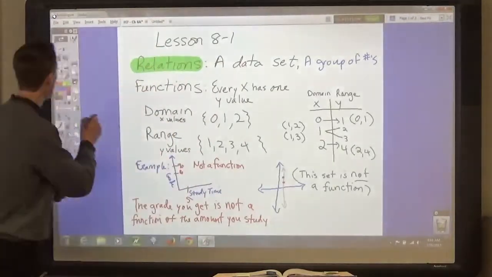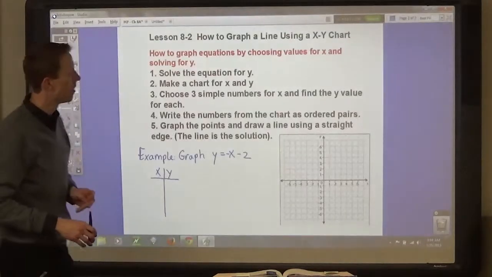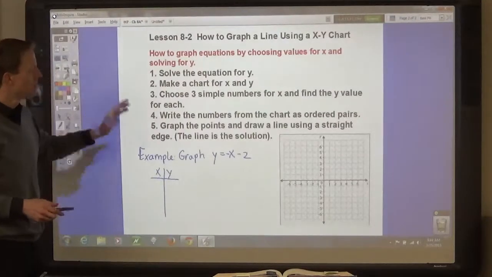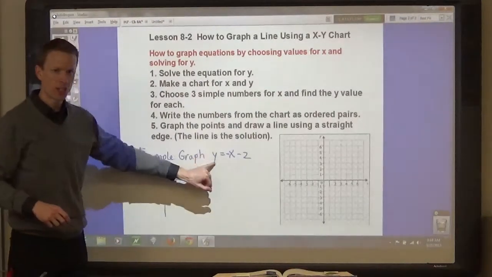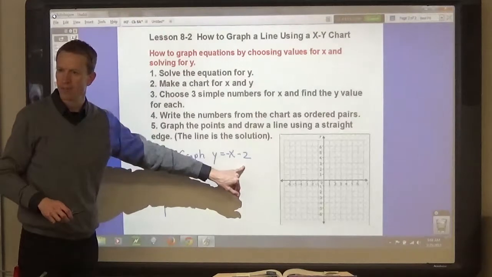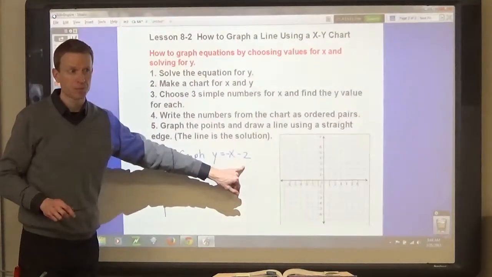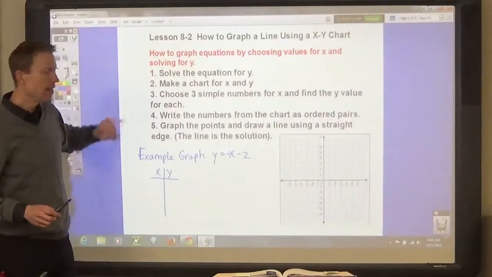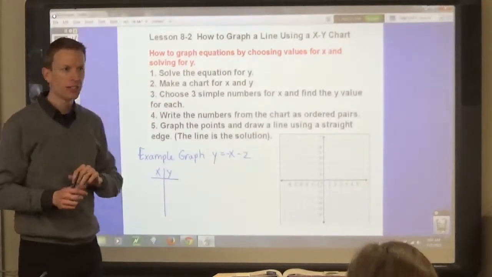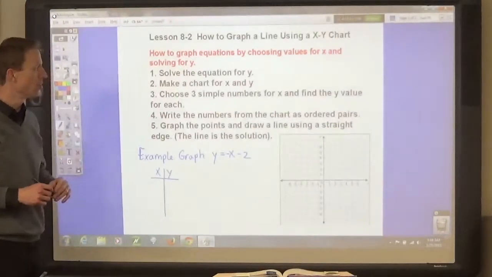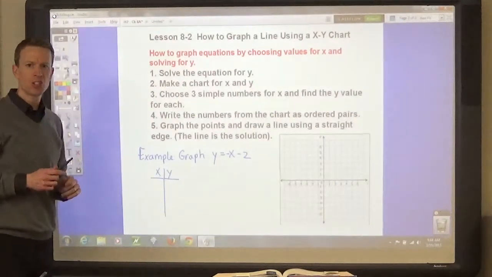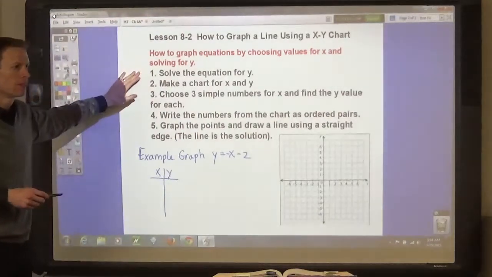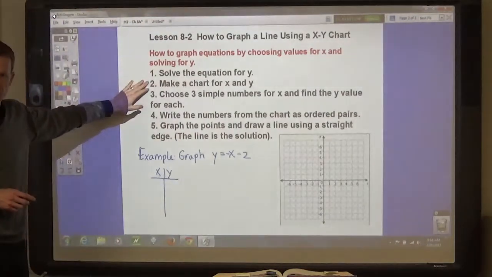We're going to start talking about how to graph functions today. In this case, we're going to be given an equation. This equation is the equation for a line. That's called a function. And we're going to graph it using a chart, using a chart of x and y values. So when it says to graph using x and y values, this is how you do it.